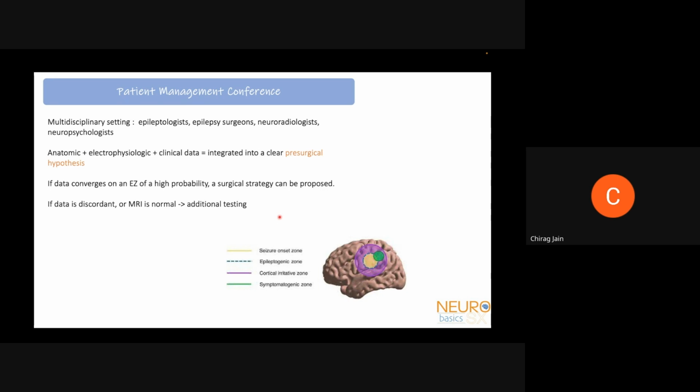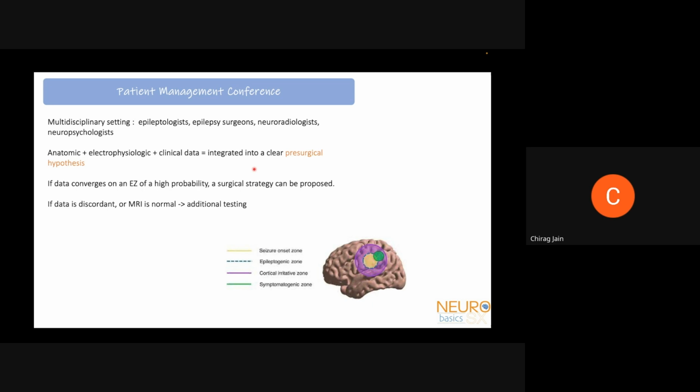So patient management conference is done in particular epilepsy centers where there are epileptologists, epilepsy surgeons, neuroradiologists, and neuropsychologists who will evaluate these patients and figure out if they're good candidates for surgery. So all the data as we discussed, the anatomic data, electrophysiologic data, and clinical data is integrated into a clear pre-surgical hypothesis. This is also known as an AEC hypothesis, which is an anatomic, electrical, and clinical hypothesis. So that's what it's called, AEC hypothesis.